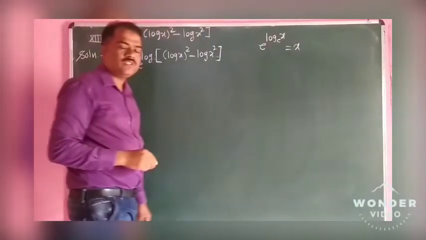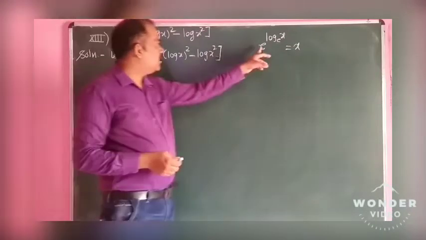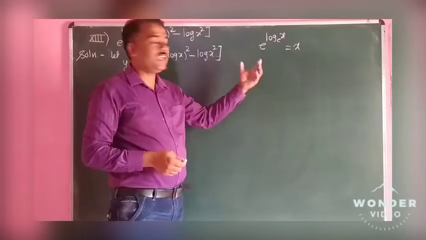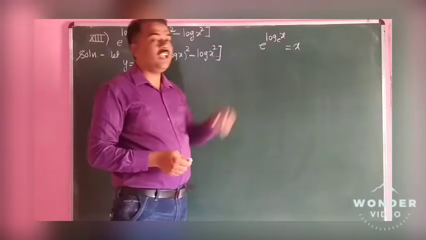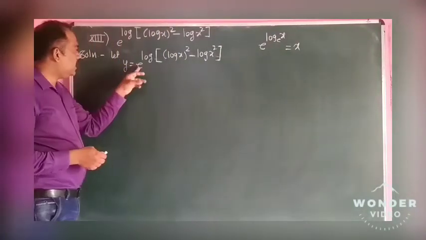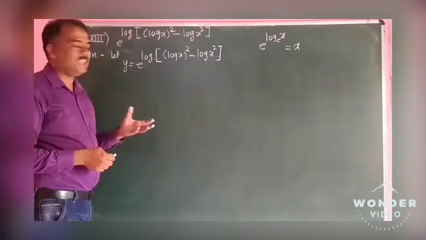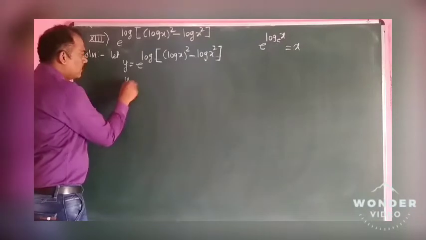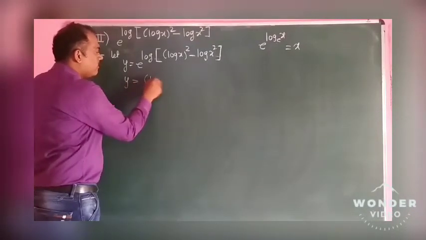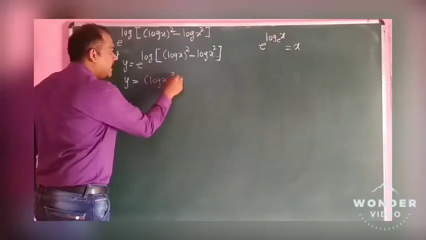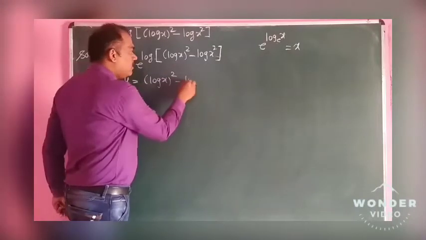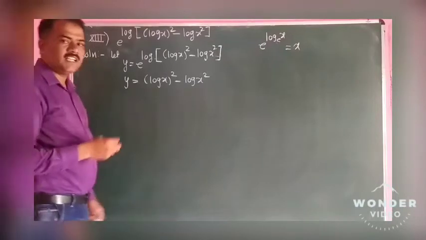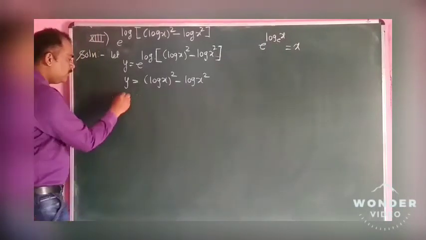So by using that property, the exponential and logarithmic functions cancel like that, and we get the value of x. Similarly here, e and this logarithmic function cancel, and we get that y is equal to log of x bracket square minus log of x square. We have to simplify first and then differentiate with respect to x.